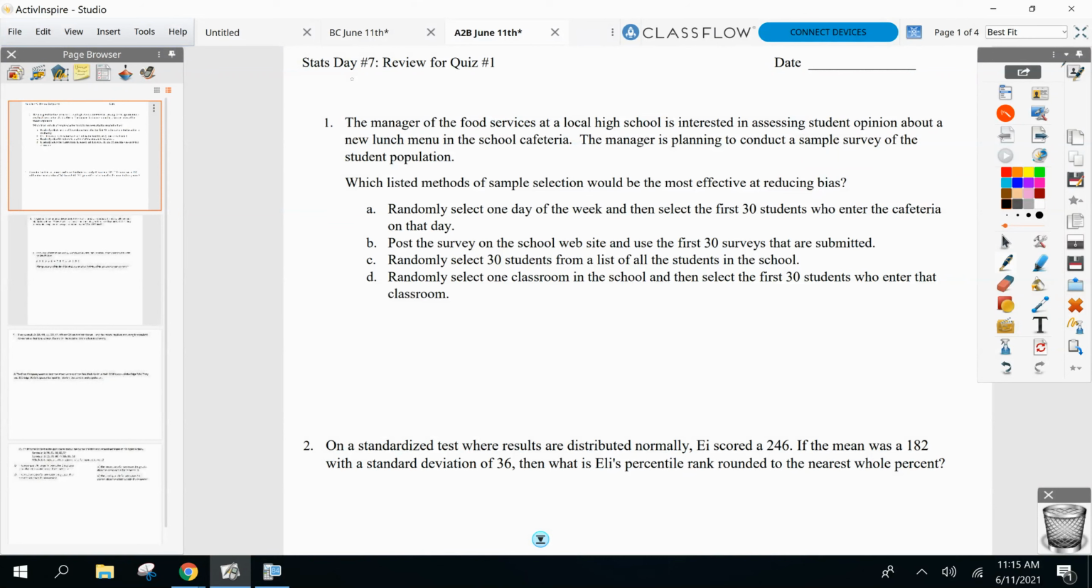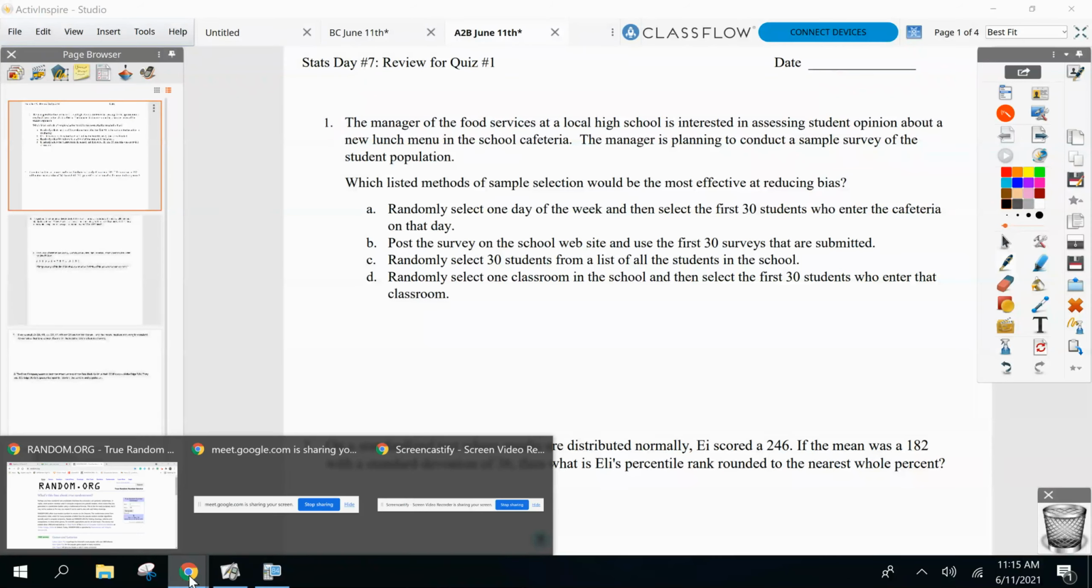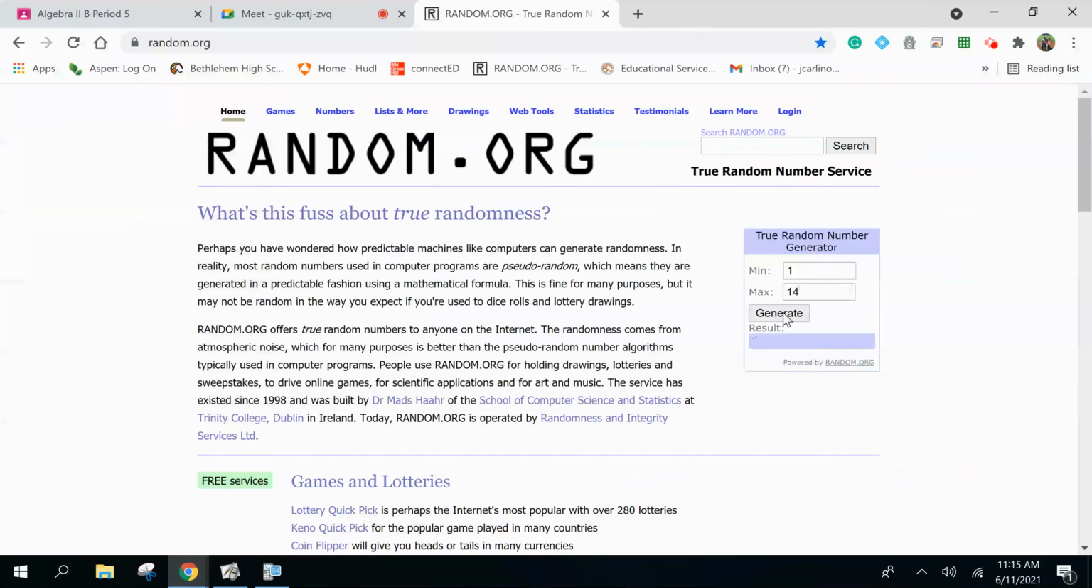So take a look through. Which one do you think will give me the best effective way without as much bias as the other three answers? All right, hopefully you had enough time to read through it. Let's roll. You could be called on more than once today as well.